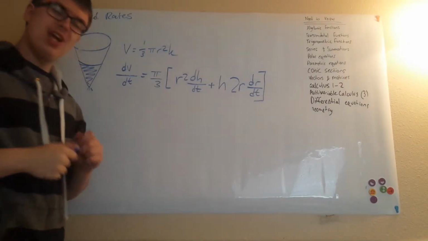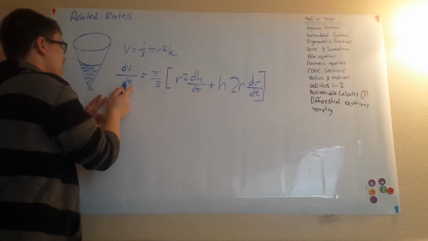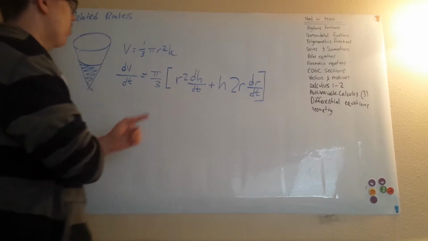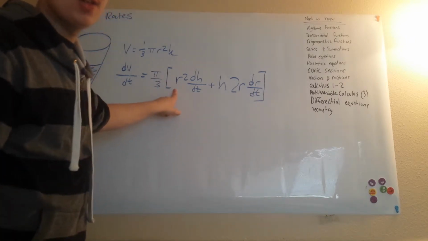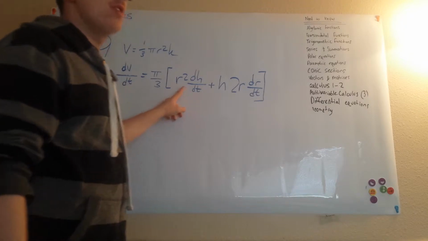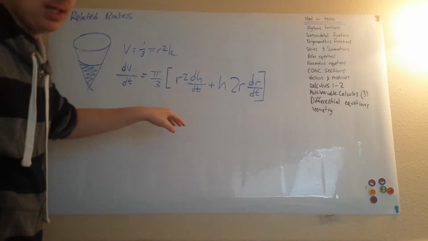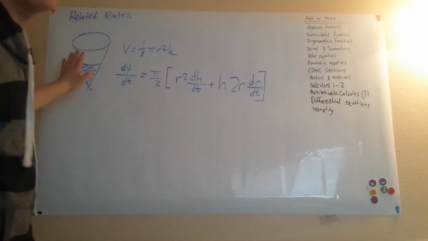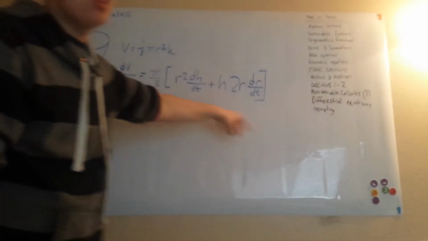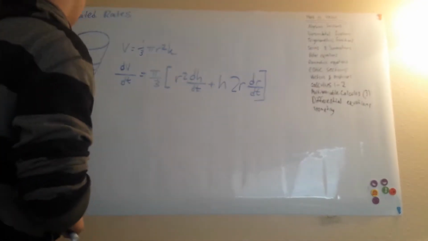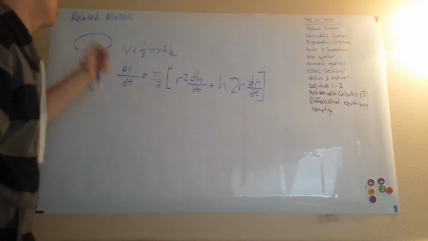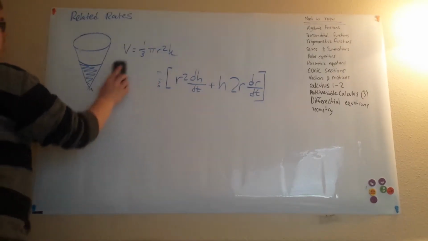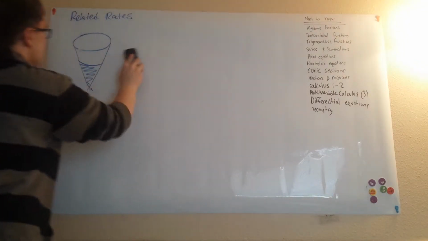So if we want to find out how fast the water is going out at a certain time, you have to know the radius at that time, the rate of change of the height of the cone at that time, the height at that time, and the rate of change of the radius at that time. It's a lot of information you have to know. And I can come up with those values and I can find dV/dt. So related rates is just differentiating, finding the rate that you're trying to relate.